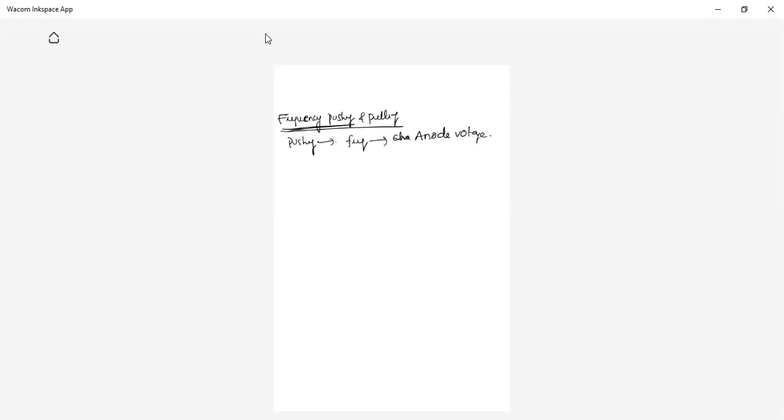Changing the frequency of the oscillations by the variation of anode voltage is called frequency pushing. Here the load is kept fixed. We cannot change the load. By keeping the load fixed, if the anode voltage is changing and the frequency of oscillation is changing, then it is called frequency pushing. What is frequency pulling?